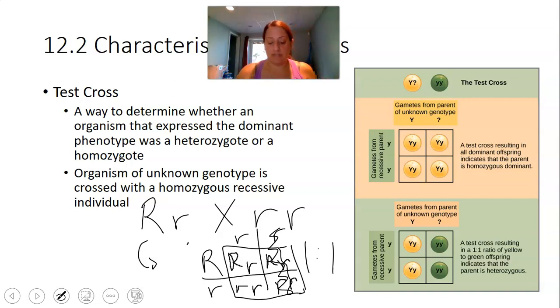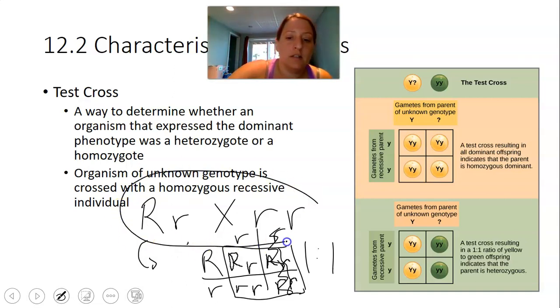That's a ratio you're going to see in lab this week. So on cobs 2 and 4, cob 2 is going to show you a 1-to-1 ratio of purple to yellow. And cob 4 is going to show you a 1-to-1 ratio of starchy to sweet. And so when you see the 1-to-1 ratio, you should automatically come back here and know that those are the parents that must have produced that ratio. A 1-to-1 ratio in a monohybrid cross is always produced when you cross a heterozygote with a homozygous recessive individual.